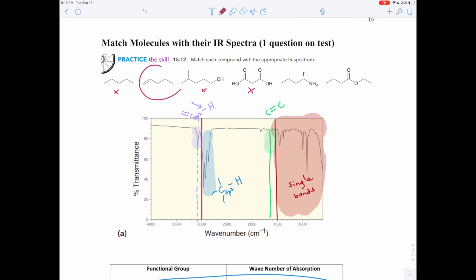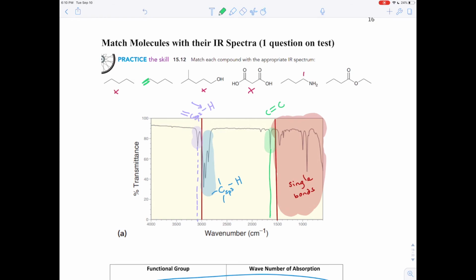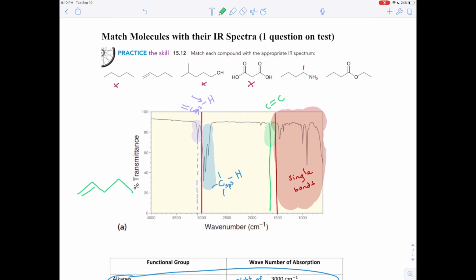What we do have is evidence for this double bond right there. And so this is representing this molecule. That would be the IR spectra we would match to that molecule. So you'd put maybe A there. Okay, next.